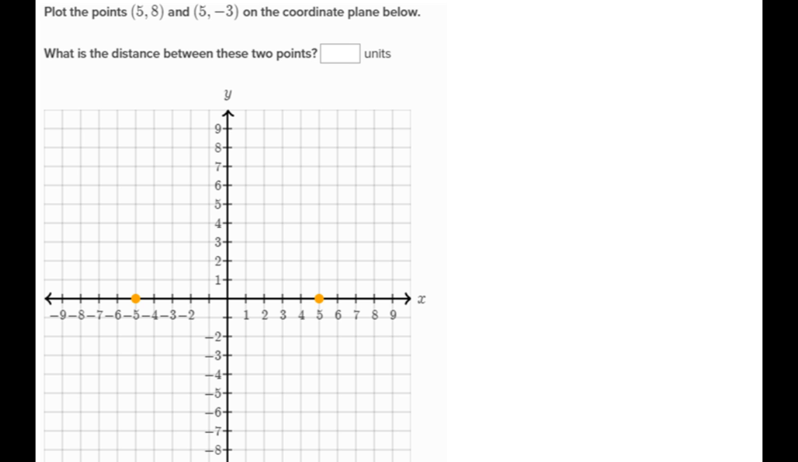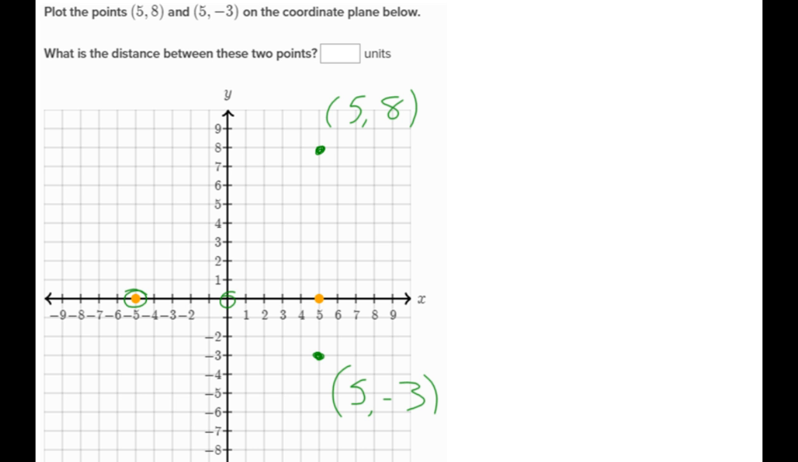Here it says plot the points 5, 8. So you would move, doesn't matter which point, you can move either point. You would move that to 5, 8. So when I move that to 5, 8, it's 5 to the right of 0, 0 and up. So there's where I would move one of those orange dots, to 5, 8. And 5, -3. Then I would also move it to 5 and then -3. 1, 2, 3. Right there would be the other spot. This is 5, 8, and this is 5, -3.